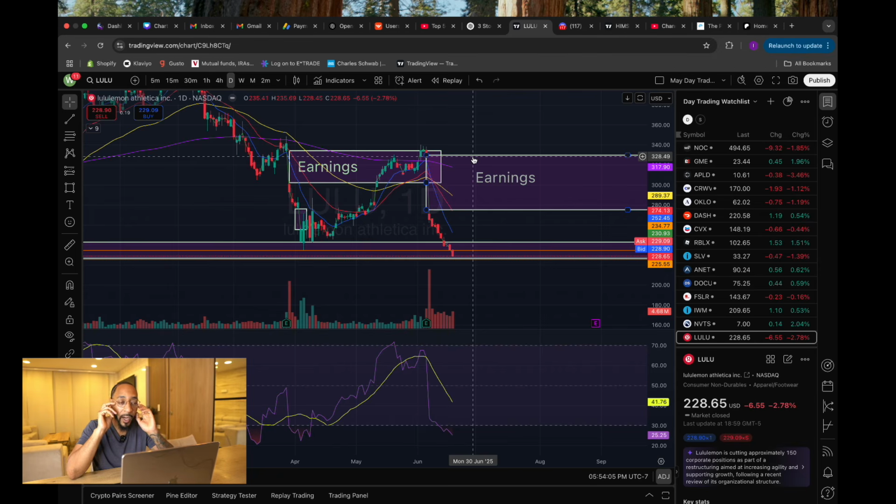Okay, but you want to start understanding the patterns. This had earnings, it dropped, took 3 months to fill that gap, had earnings again, dropped. So based off of pattern recognition, what's going to happen? It's going to take maybe 3 months again to fill this gap. All right, because it's got to recover. And then we may have a good earning with Lululemon, and then they may go up. We don't know yet, right?